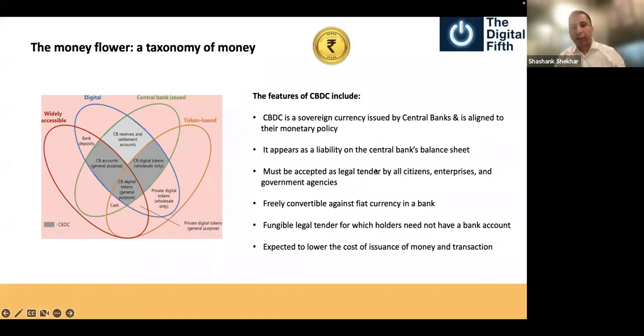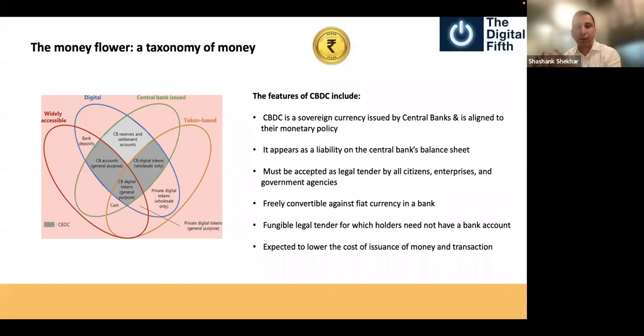So if you try to understand the note, there are a couple of key points. One is that definitely it's going to be a sovereign currency. Today the fiat currency is a sovereign currency, issued by the central banks and linked to monetary policy. The CBDC is also going to hold the same. It's going to be a liability on the central bank's balance sheet. That's one of the critical insights coming from the note.